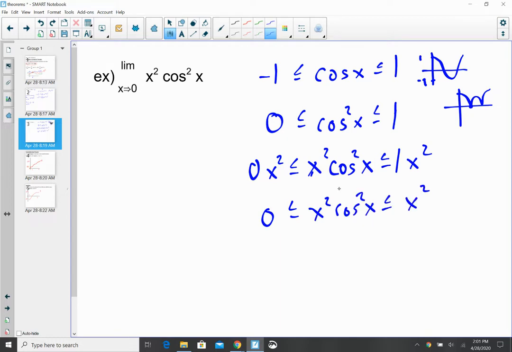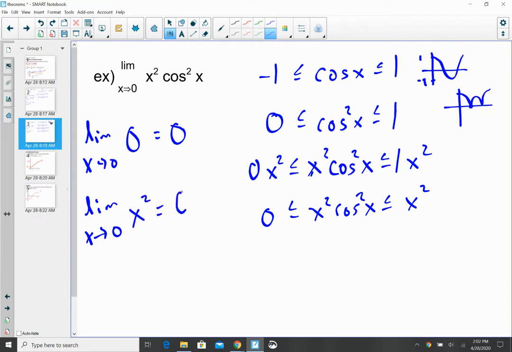Okay, now that we've built the function in the middle, we are going to take the limits of everything. So take the limit as x approaches 0 of the number 0, which is just 0. Then we take the limit as x approaches 0 of x squared, which is also 0. Now, since these are the same, by the squeeze theorem, the limit as x approaches 0 of the original question is going to equal the same value, which was 0 in this case. So that's how we use the squeeze theorem to find other limits.